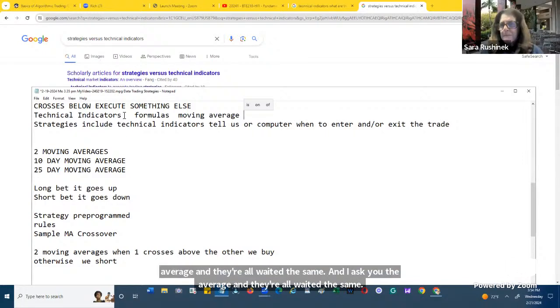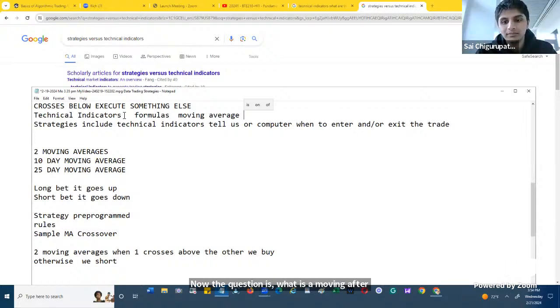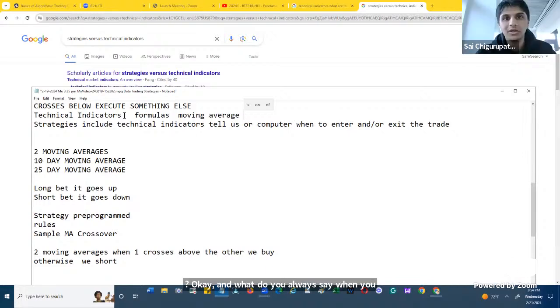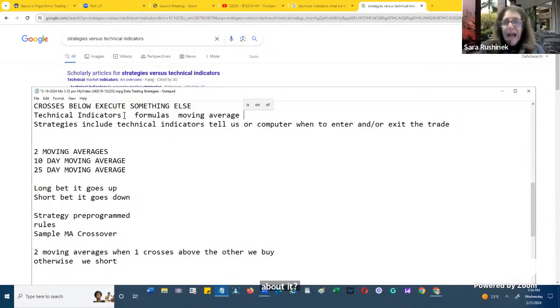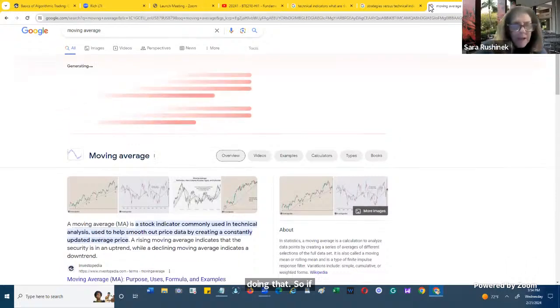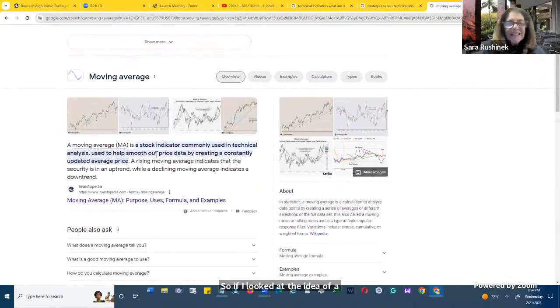Have you ever even heard of that? I've not. Okay, and what do you always say when you are thinking about a moving average and you've never heard about it? What should you be doing? Looking it up, right? We're all doing that. So if I looked at the idea of a moving average, it's a stock indicator commonly used in technical analysis, used to help smooth out price data by creating a constantly updated average price.